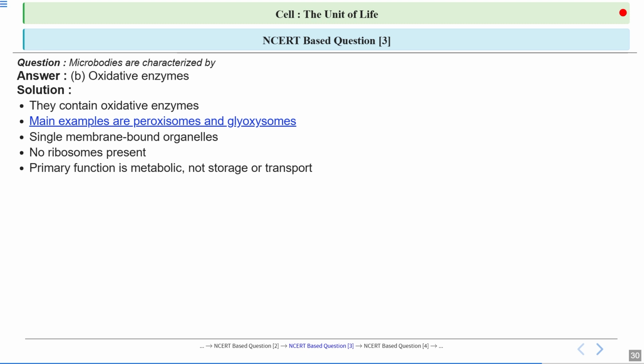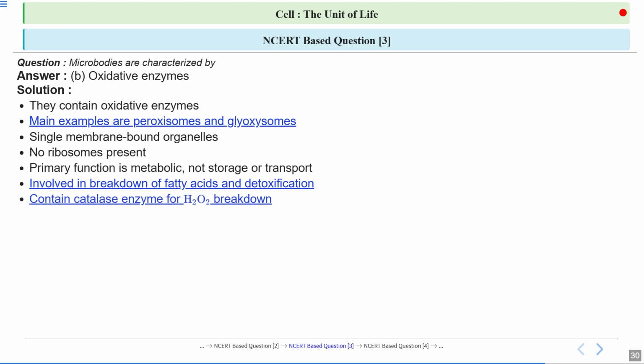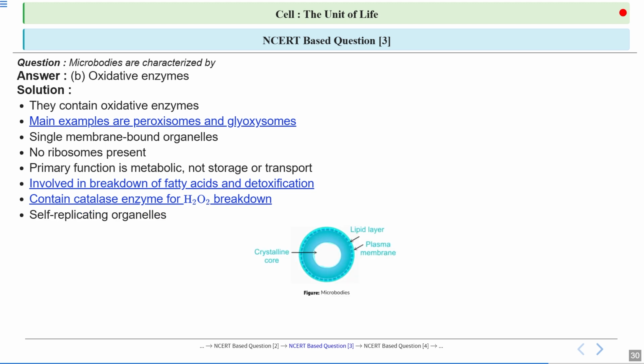What is their primary function? The primary function is metabolic. So they have enzymes which are involved in metabolic processes, and their function is not storage or transport. They are basically involved in breakdown of fatty acids and detoxification of molecules such as hydrogen peroxide. They have the catalase enzyme as well for hydrogen peroxide breakdown. They are self-replicating organelles also. So there are specific functions of peroxisomes and glyoxysomes.